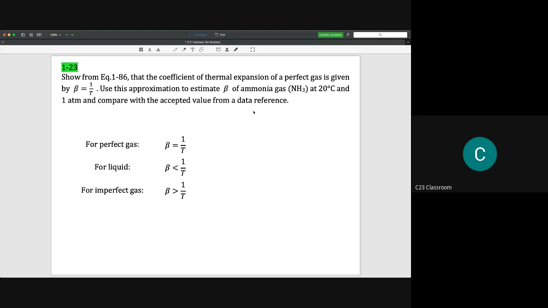So this is just to show that sometimes we take reference from the table, and this is one of them. We could calculate that data by using an equation, but sometimes we just take it from the table. For example, for a perfect gas, it is assumed that beta is equal to 1 over T. But for liquid, the thermal expansion is less than 1 over T, and for an imperfect gas, beta is greater than 1 over T. So it's written in the textbooks.